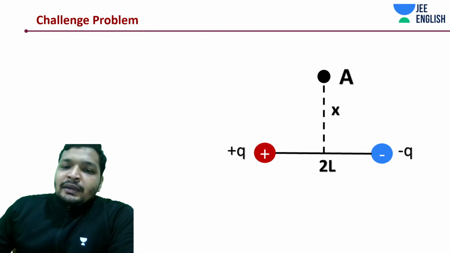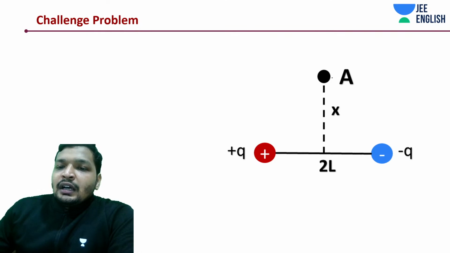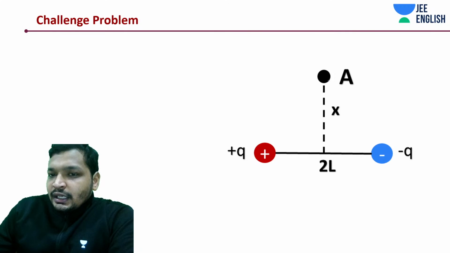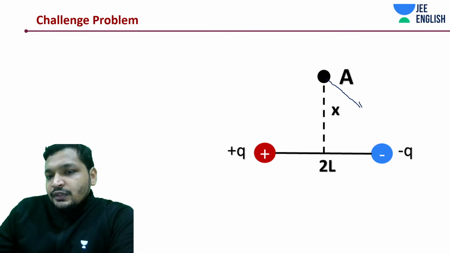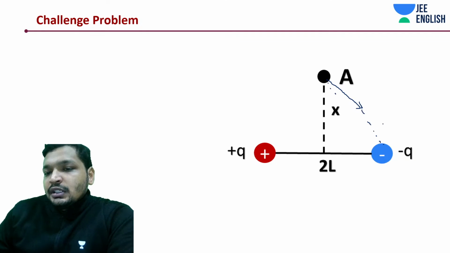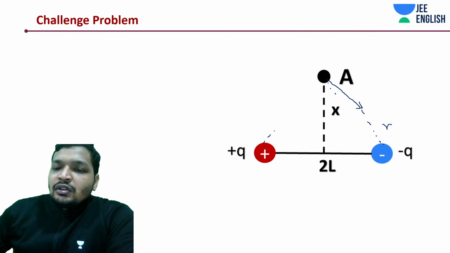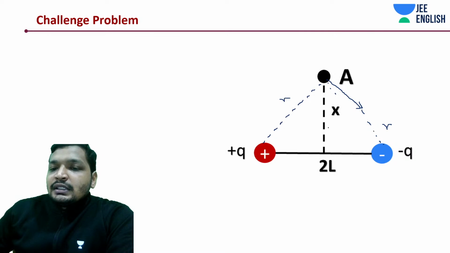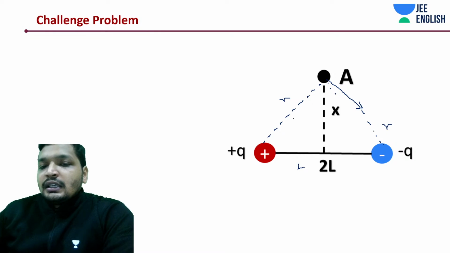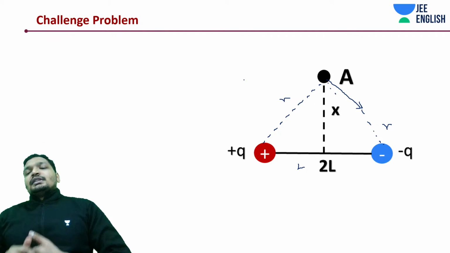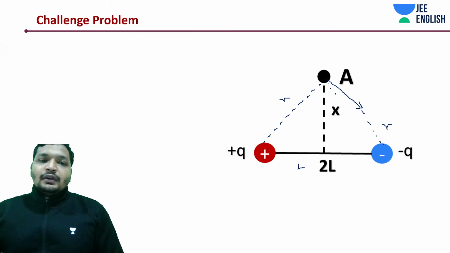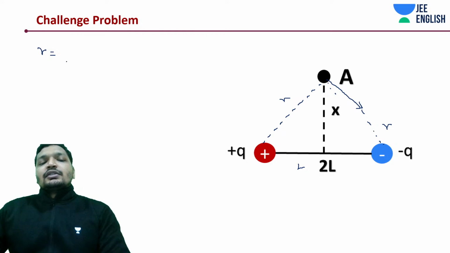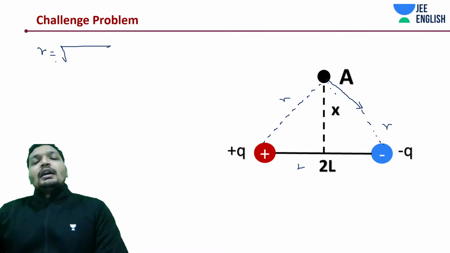So first of all, let me define, due to this negative and positive charge, the field is going to be towards the negative charge. But if you have noticed, both are at the same distance. If I draw this distance from the negative charge, I'm going to call this r. This is also r. Why? This is x, this is L, this is a right angle triangle. r is how much? Under root of x square plus L square.